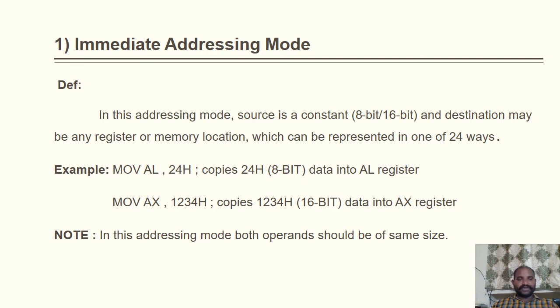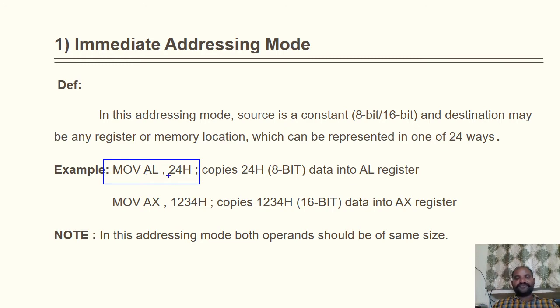For example, in this addressing mode, the source is a constant and the destination may be any register or a memory location. The destination can be represented in 24 different ways in the 8086 microprocessor. What exactly those 24 different ways are, we'll see in the upcoming classes, don't worry about it. So here the source is always the constant, that may be 8-bit data or 16-bit data. In this example, I'm taking the move instruction with AL as the destination and 24H as a constant value.